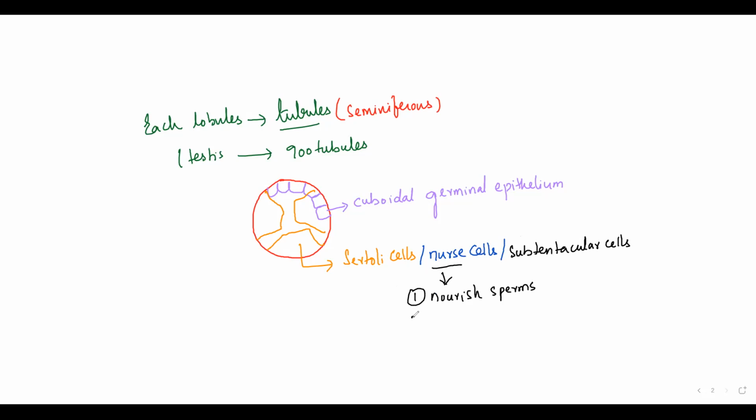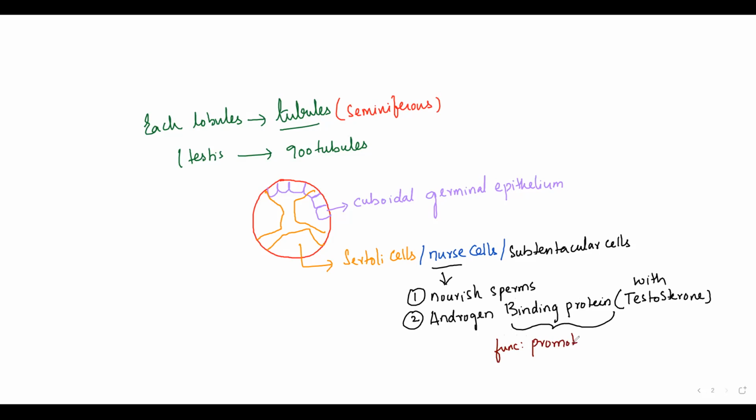Besides this, they have another function: they secrete androgen binding protein, and this androgen binding protein together with testosterone promotes sperm production. This is important. So these are your Sertoli cells which are present.